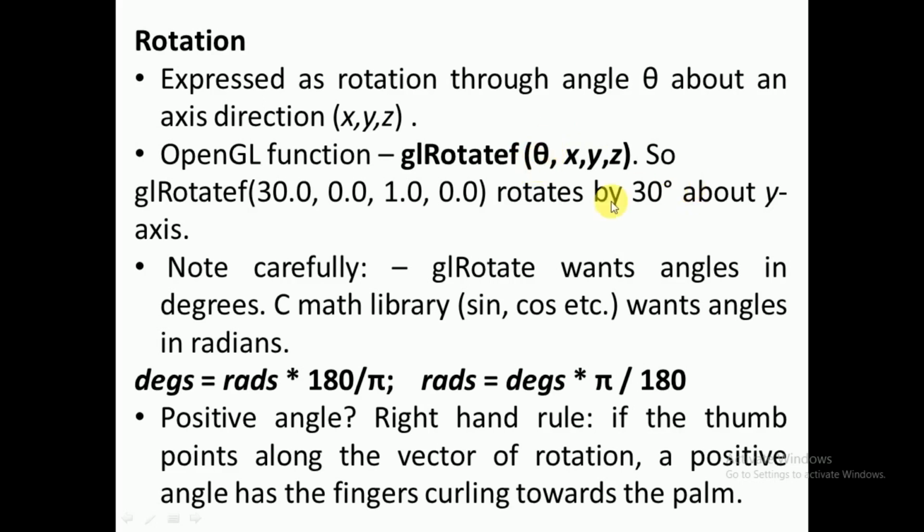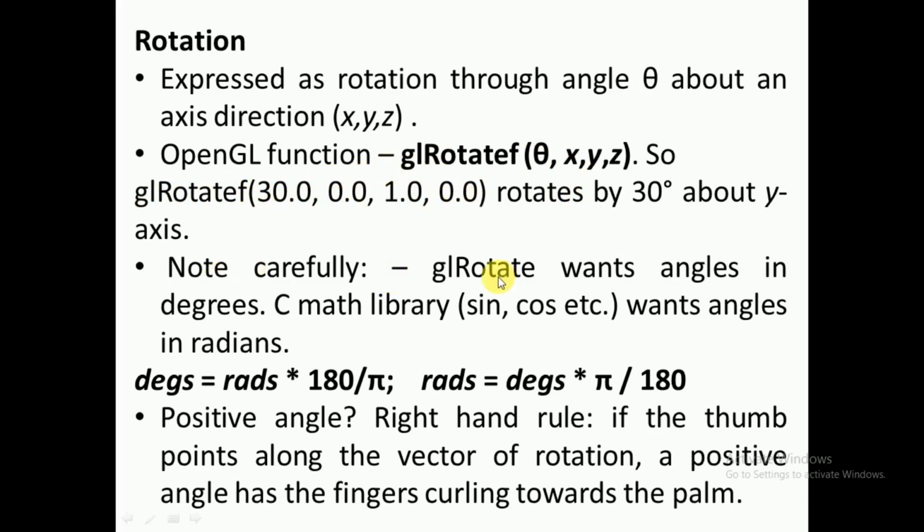So, as a rotation example, glRotatef 30, 0, 1, 0 is nothing but a rotation by 30 about the y axis. Rotation about the y axis is not possible in 2 dimensions, but it is possible in 3 dimensions. Only rotation about the z axis is possible in 2 dimensions. This was just one example we have taken. In 2 dimensions, it becomes glRotatef 30, 0, 0, 1.0. This is 2D rotation.